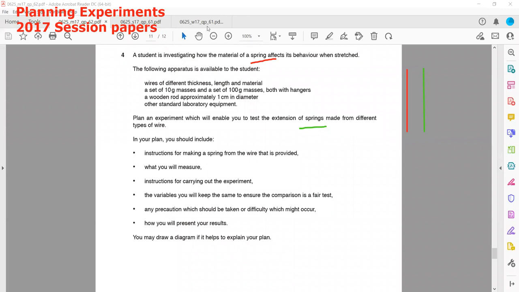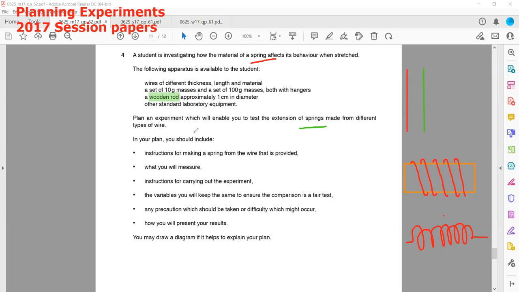So we have this wooden rod, as you can see. So we'll take this wooden rod and we wind this wire around it. So when we turn the wire around the wooden rod, what will happen? When we remove this rod, this wire will act like a spring.